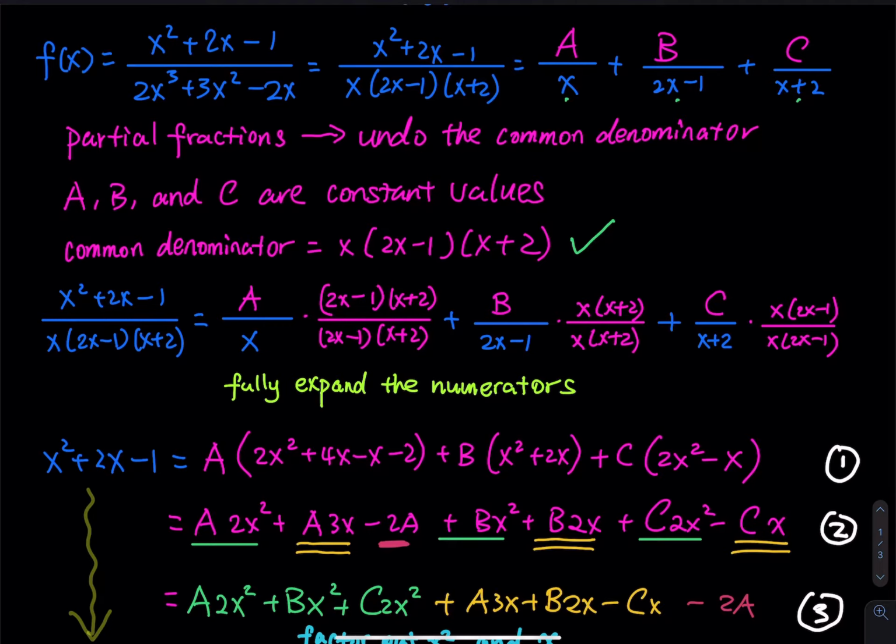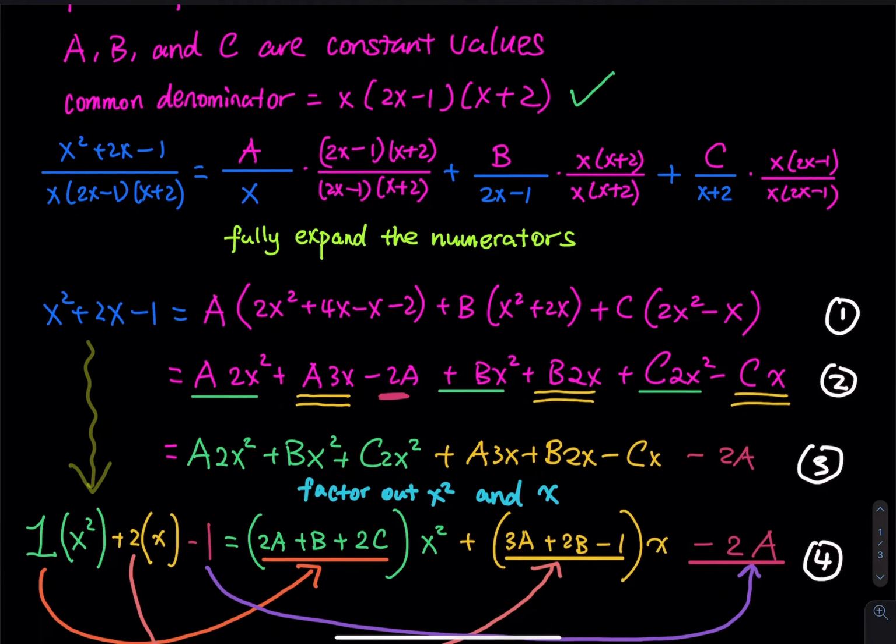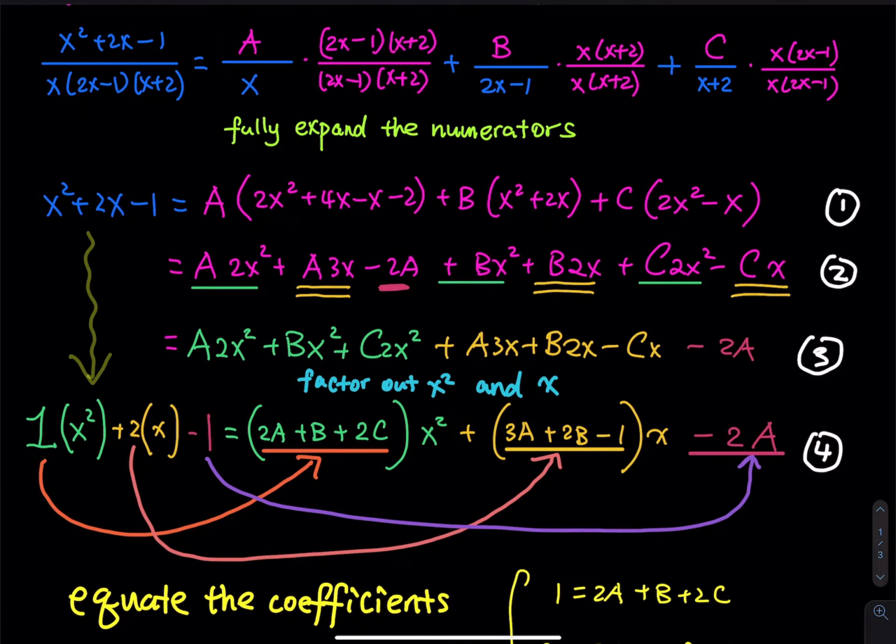So you have the letters A, B, and C in front of the expansion. We are looking at line 1 right now. You have the A, B, and C in front of the expansion of the linear factors. And then the next step is you have to distribute the A, B, and C. So A times 2x squared plus 3x minus 2: A times 2x squared, A times 3x, A times negative 2, and then the same thing for the B and the C. So that is the end of line 1.